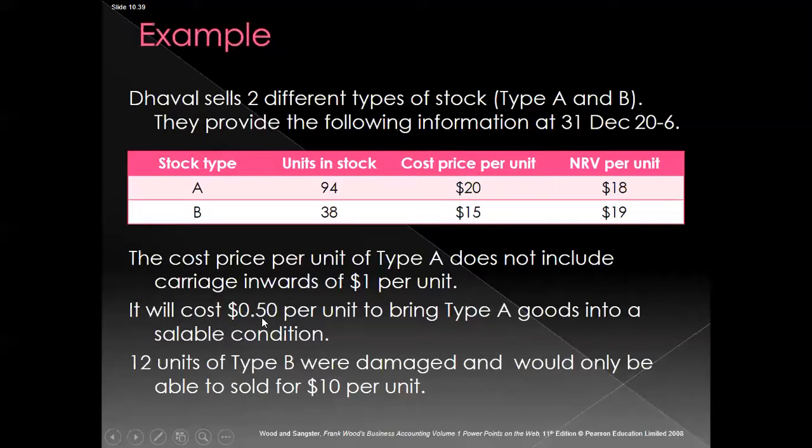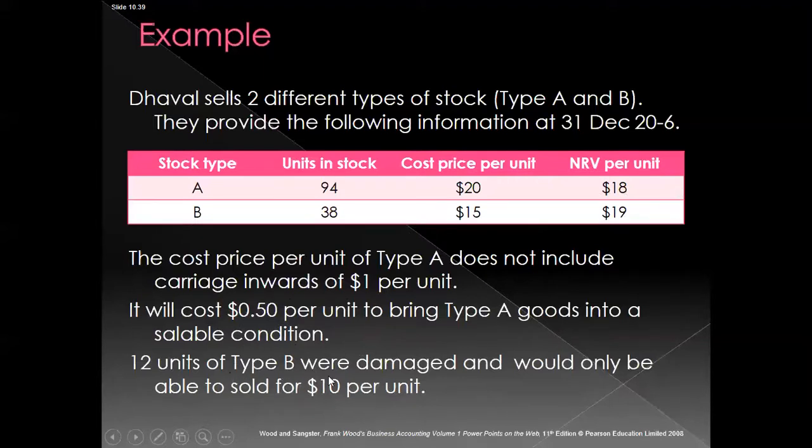It will cost 50 cents per unit to bring type A goods into a sellable condition. It means type A goods are not totally net selling at $18. There's some cost of selling, which is 50 cents.